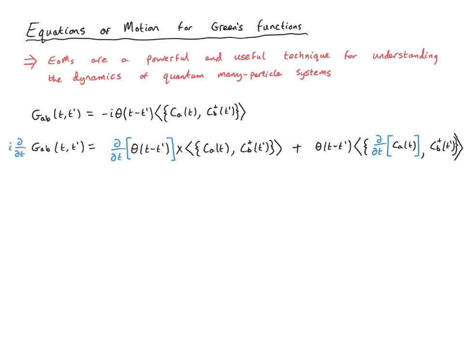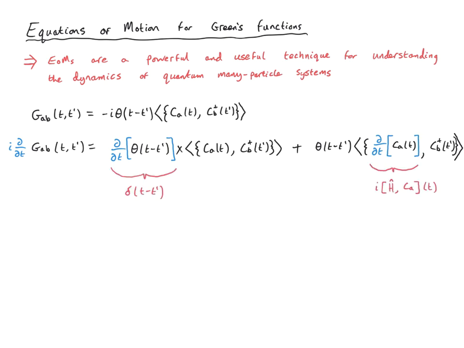Our Green's function involves two factors that depend on the variable t. First of all, we have this theta function, theta of t minus t-primed, and secondly, we have the actual correlation function itself, which involves this operator C_A evaluated at time t. Therefore, on the right-hand side, we need to apply the product rule to calculate these partial derivatives. In the first term, I've emphasized here in blue that I'm taking the derivative of the Heaviside step function, whilst leaving alone the correlation function, whereas in the second term, I'm leaving the step function alone while taking the time derivative of the C_A of t operator.